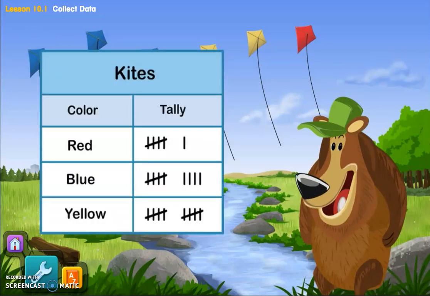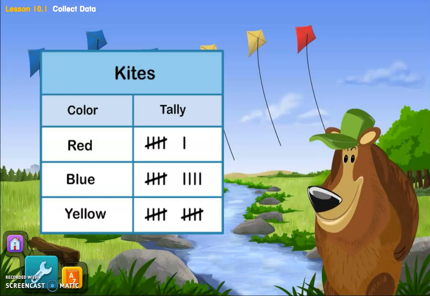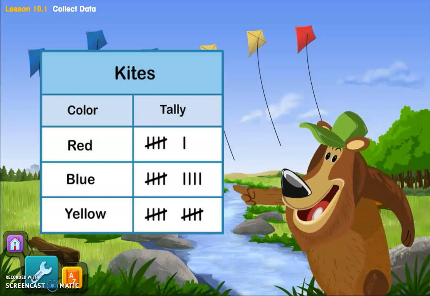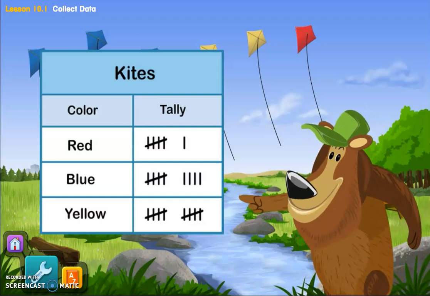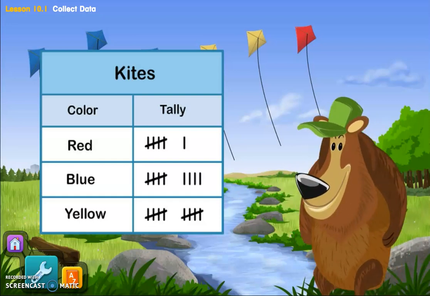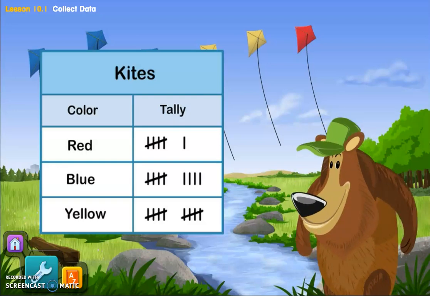The chart shows the results of a survey that shows the number of red kites, blue kites, and yellow kites the people are flying. I wonder how many more blue kites there are than red kites. I think this tally chart can help. Come on, let's learn about how data is shown in a tally chart.